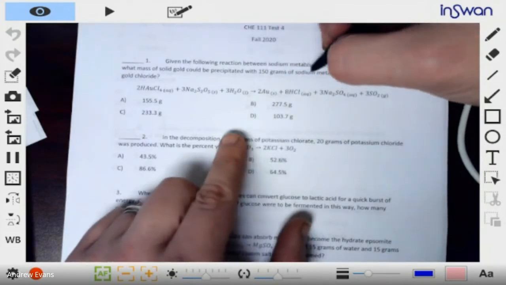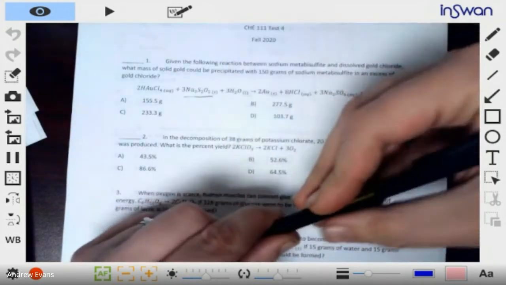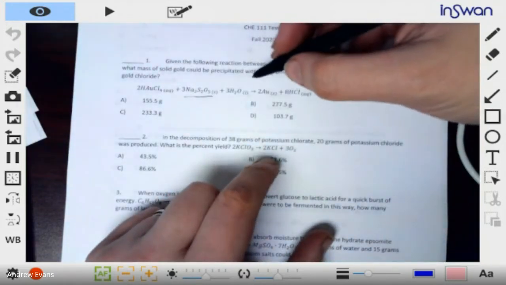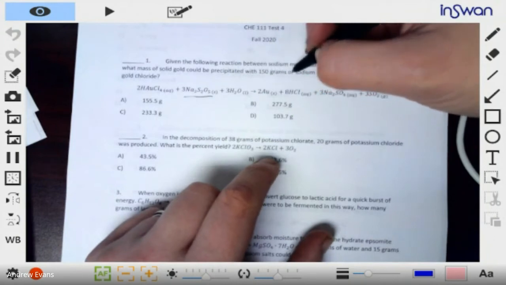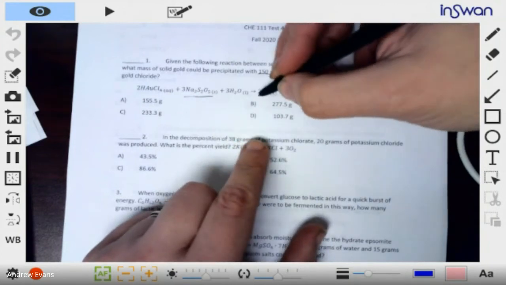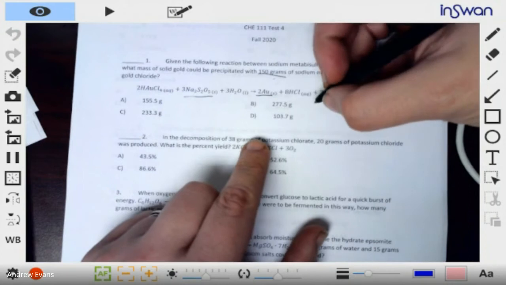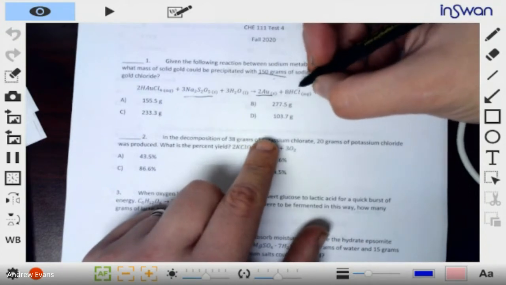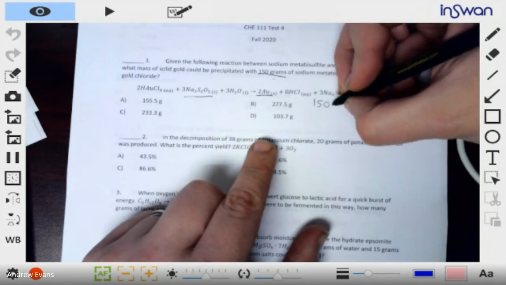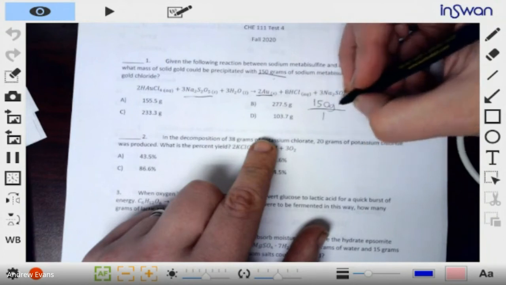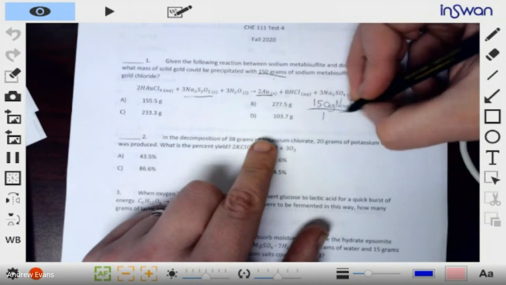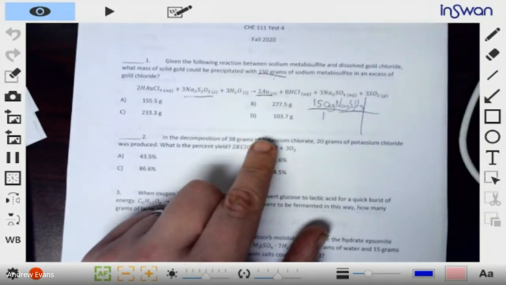Given the following reaction between sodium metabisulfite and dissolved gold chloride, what mass of solid gold could be precipitated from 150 grams of sodium metabisulfite? So I'm given one mass, and I'm asked to find grams of this. So that's a simple grams to moles to grams type situation. We go 150 grams of sodium metabisulfite, Na2S2O5. We need to find the molar mass.